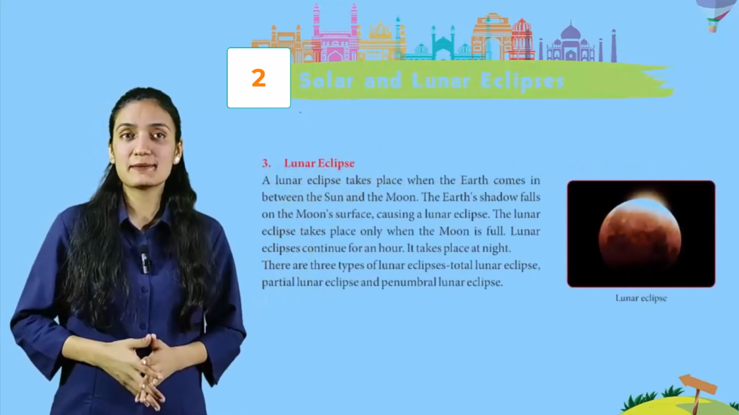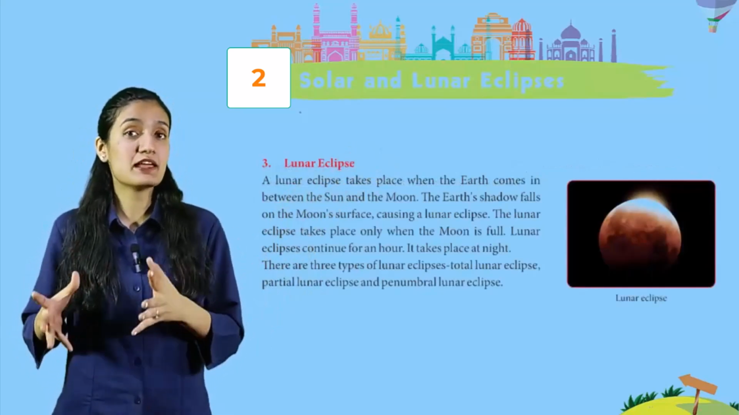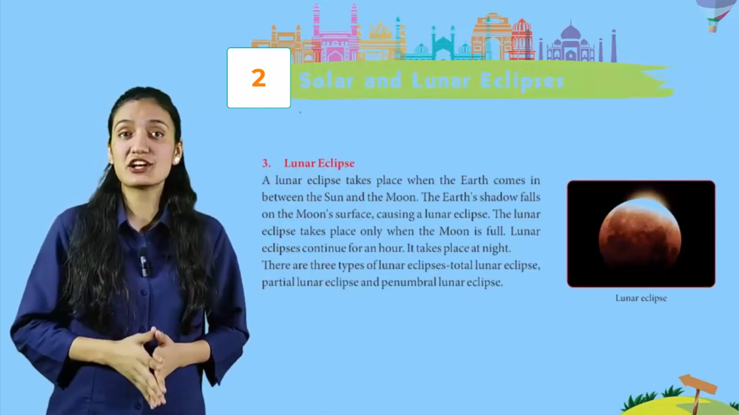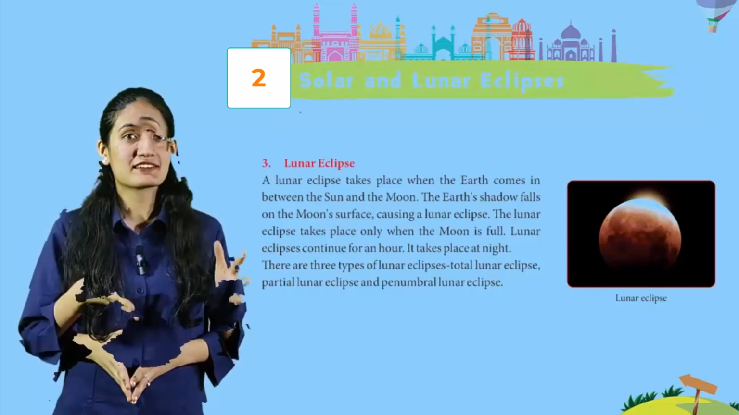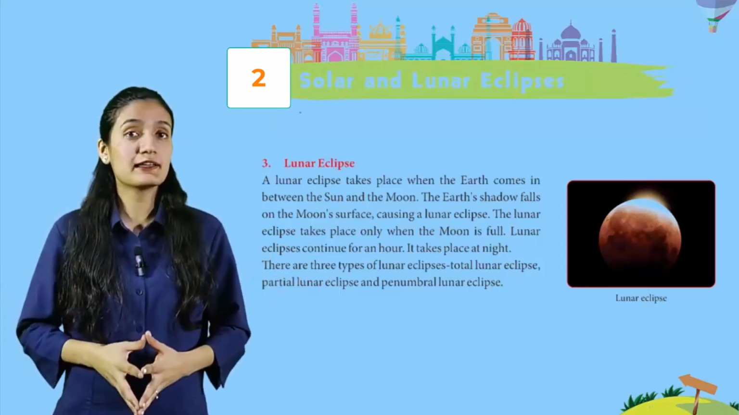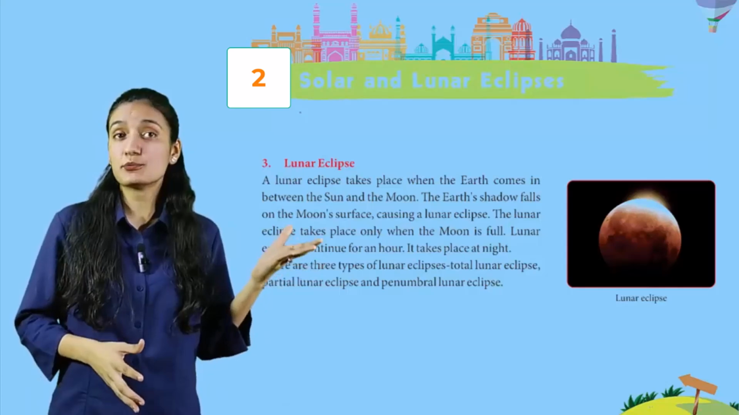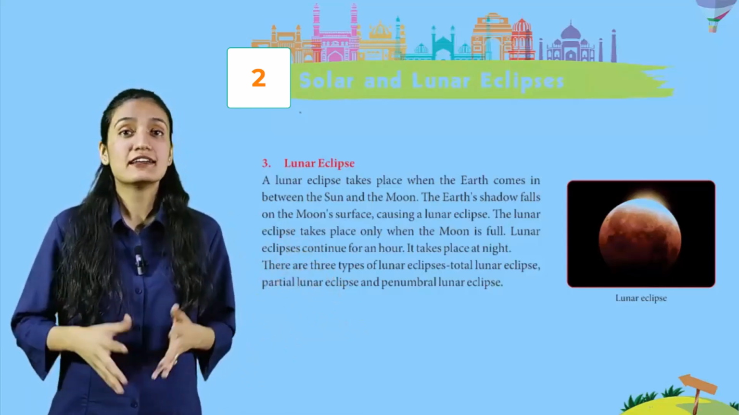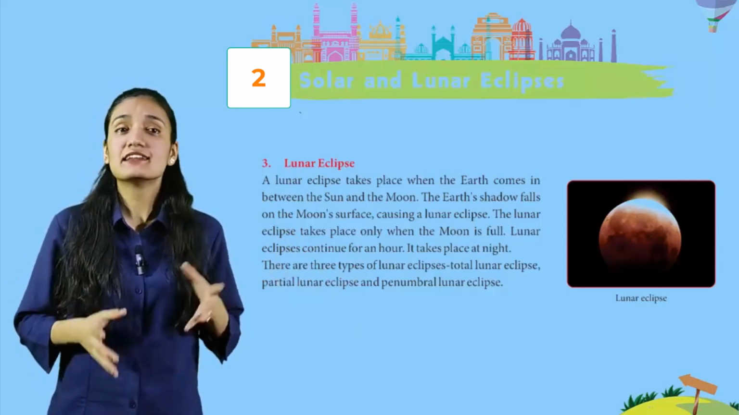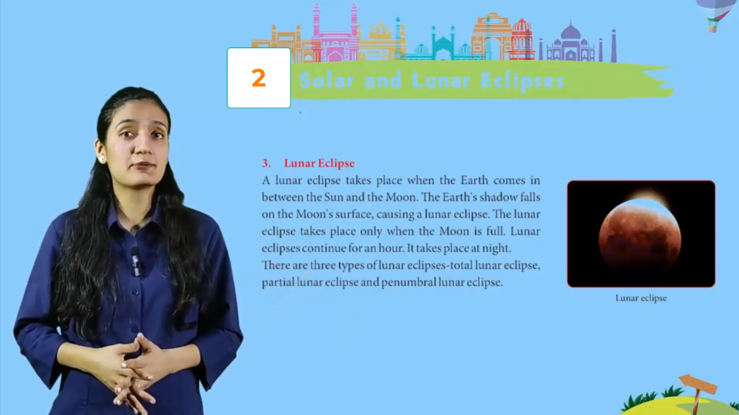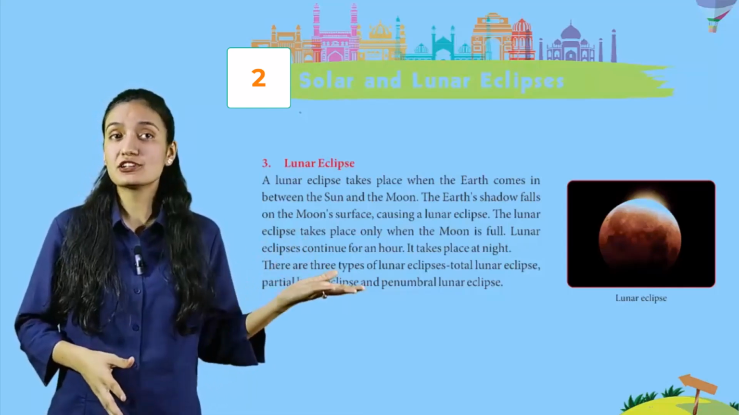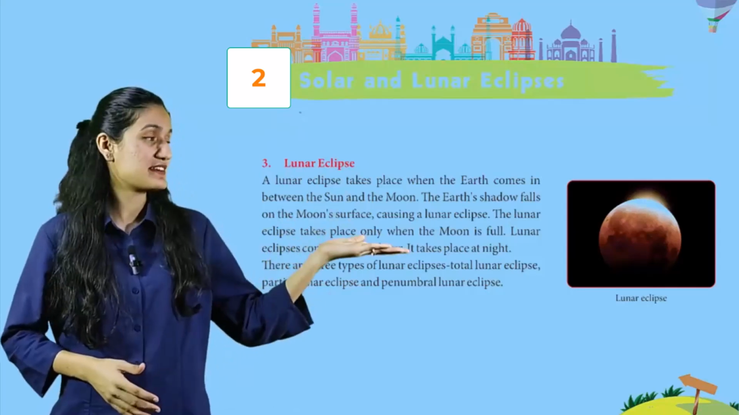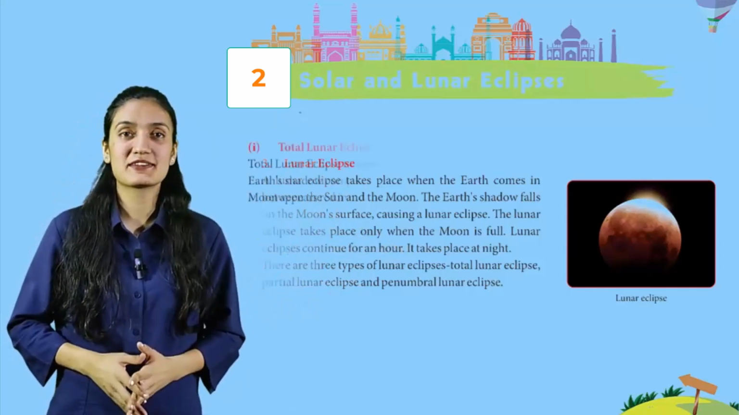Now, lunar eclipse. A lunar eclipse takes place when the Earth comes in between the sun and the moon. The Earth's shadow falls on the moon's surface, causing a lunar eclipse. The lunar eclipse takes place only when the moon is full. Lunar eclipse continues for an hour. It takes place at night. There are three types of lunar eclipse: total lunar eclipse, partial lunar eclipse and penumbral lunar eclipse. Here you can see the picture of a lunar eclipse.